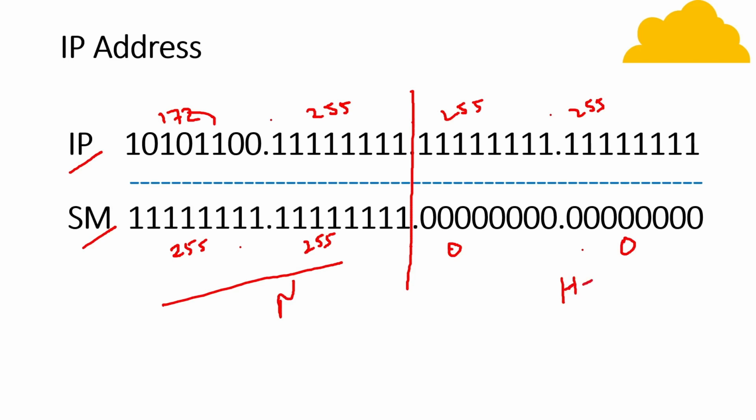For class B IP address, you can have a maximum of 65,000 and odd IP addresses, and for the network you can have more than 16,000 networks. So this is the one which is deciding on how many networks you can have and how many IP addresses you can assign to a particular host in this class B range of IP address.